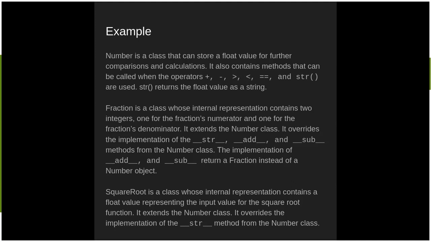Fraction is a class whose internal representation contains 2 integers, one for the fraction's numerator and one for the fraction's denominator. It extends the number class and it overrides the implementations of string, add and sub methods from the number class. The implementation of add and sub return a fraction instead of a number object. Square root is a class whose internal representation contains a float value representing the input value for the square root function. It extends the number class and it overrides the implementation of the double underscore string method from the number class.